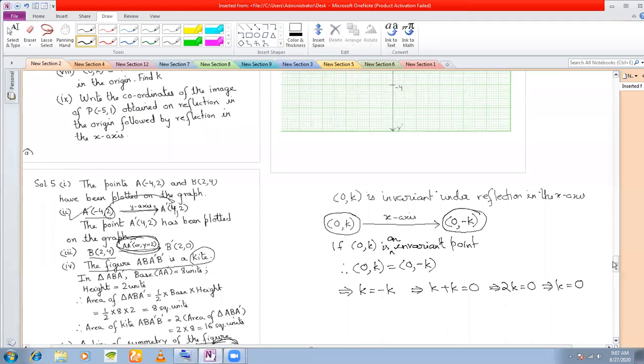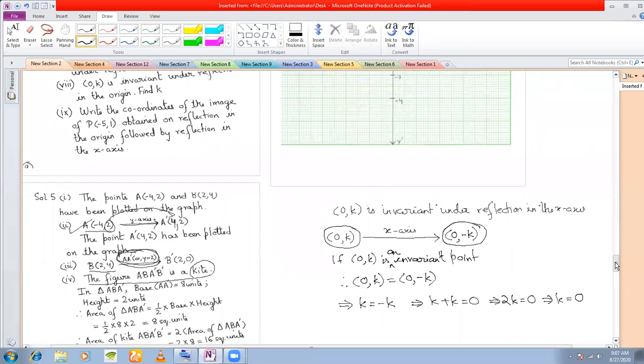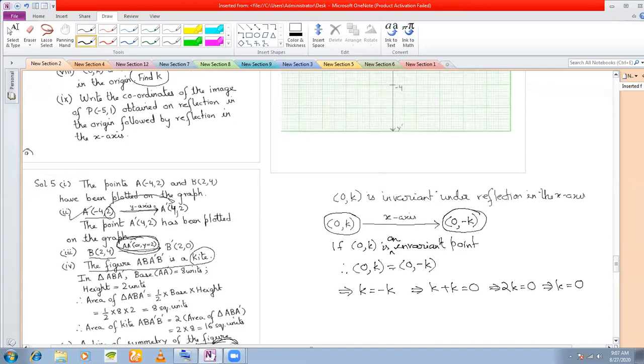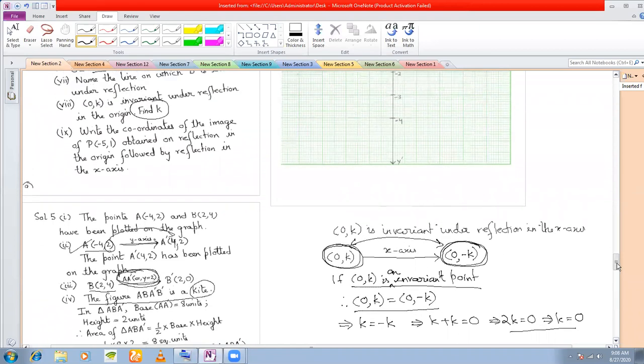Yes, sir. But why did you do that? Which one? For this, k equals minus k, k plus k equals 0, 2k equals 0, then k equals 0. Why did you do that? They have asked you to find out the value of k. So when 0k is reflected in the x-axis, you get 0 minus k. But it is said that 0k is an invariant point. That means these two must be the same because they are an invariant point. So therefore I have taken these two to be equal. And then with the help of this, I have found out the value of k, which is equal to 0. Any question? No, sir.